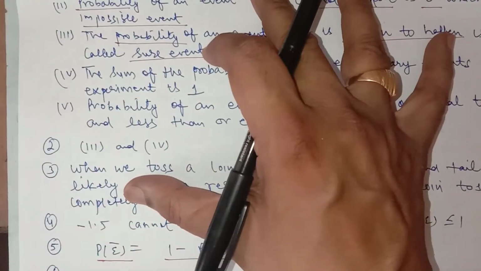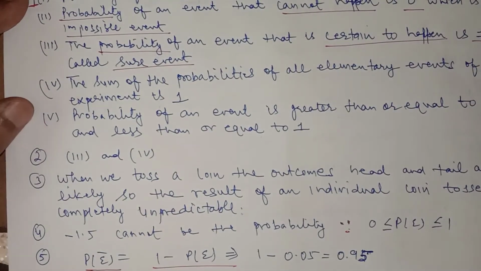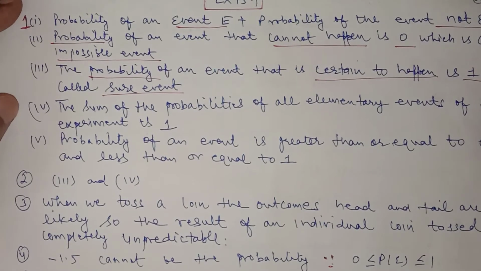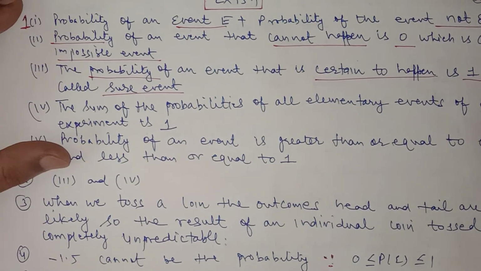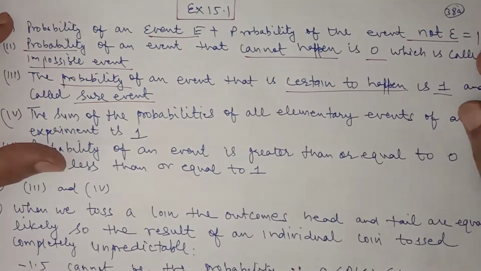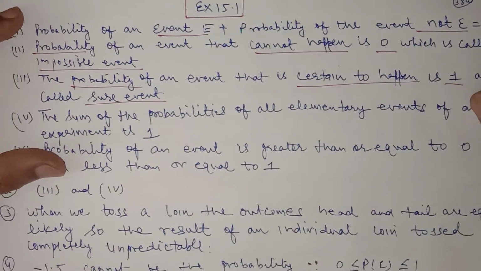Now, open your book at exercise 15.1. The first question is just a simple fill in the blank or true or false. The probability of the event E plus the probability of event not E is naturally equal to 1. We have just discussed they are complementary events and the sum of their probabilities is equal to 1.